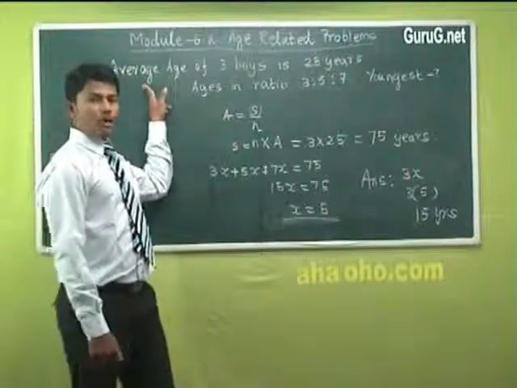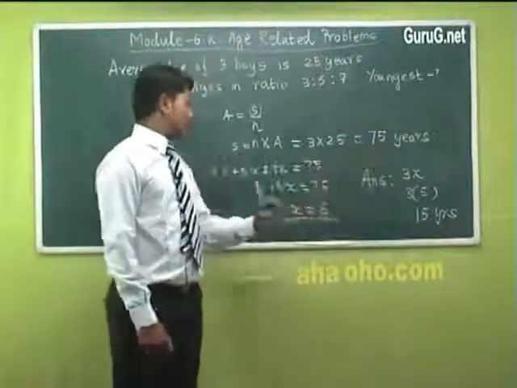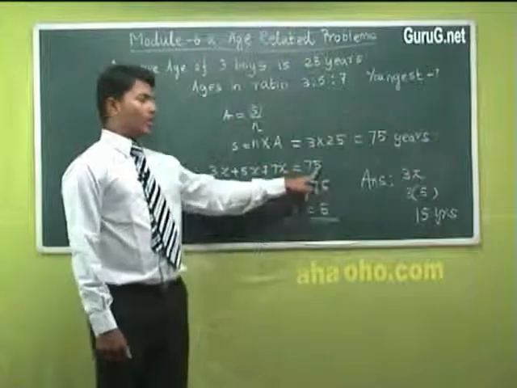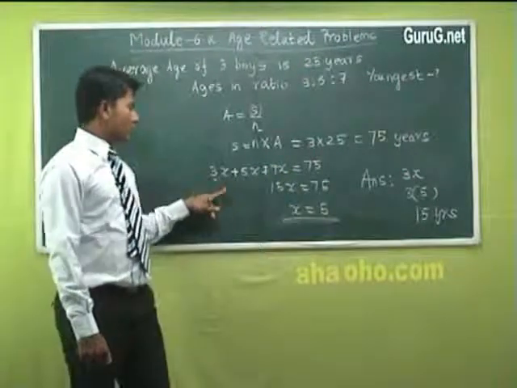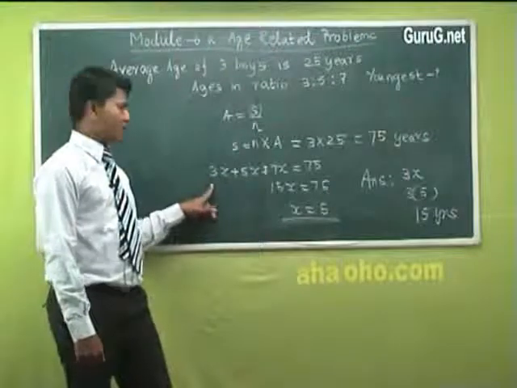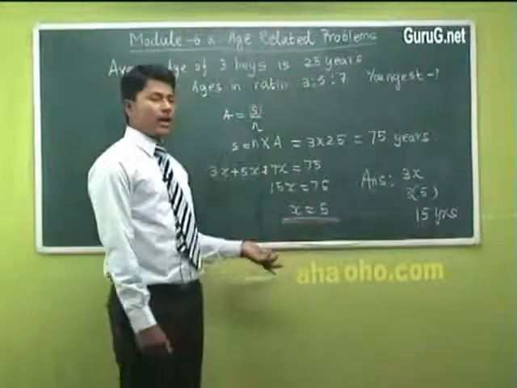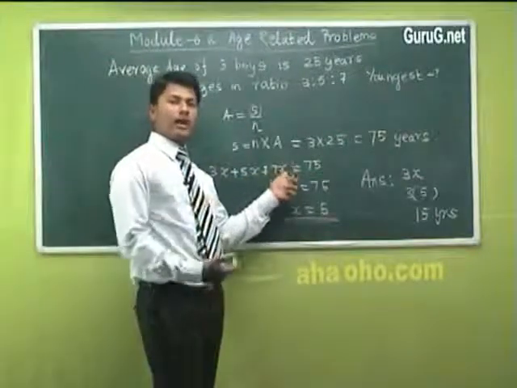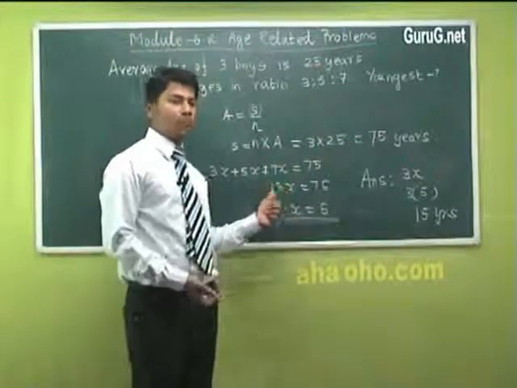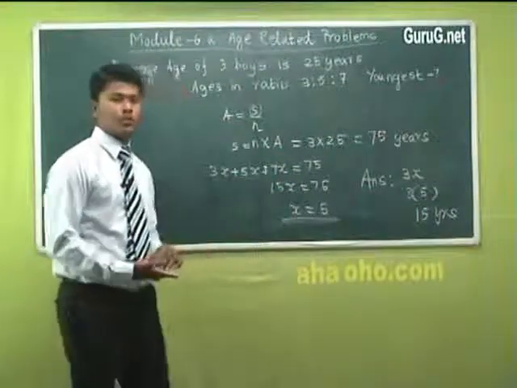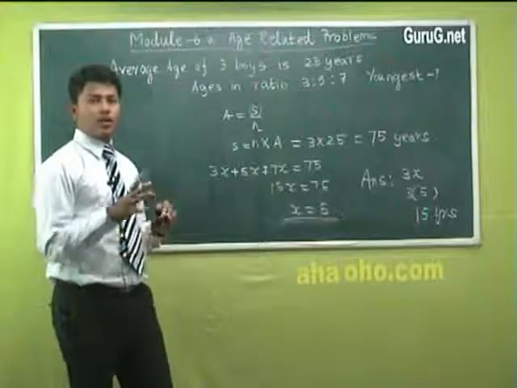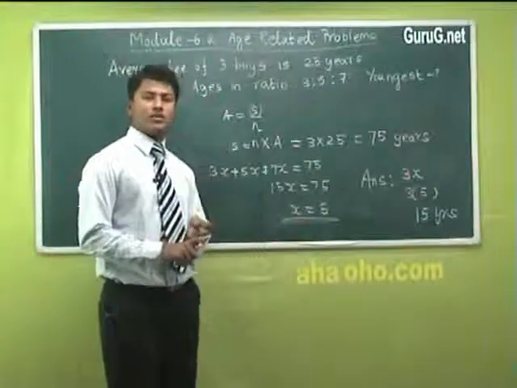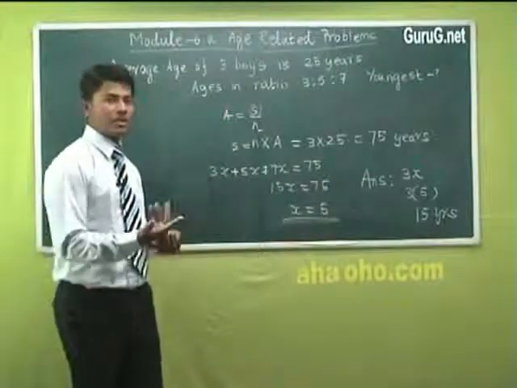So using the average formula, find the total number of years. Using the rule of ratios, find the sum, equate it to 75, find the value of x, and substitute in the smallest ratio element. 3 into 5 is 15 years. What will be the other ages? 5 into 5 is 25. 7 into 5 is 35. So the oldest person will be 35 years old, and the youngest person will be 15 years old. This is a good example. You can use the principles that we have learnt in word related problems, averages, proportion, and basic arithmetic.